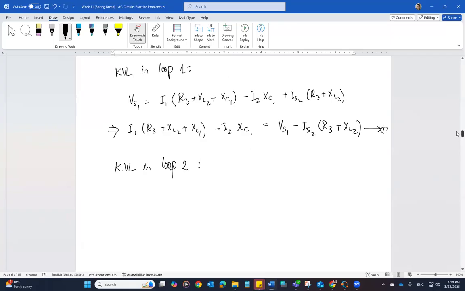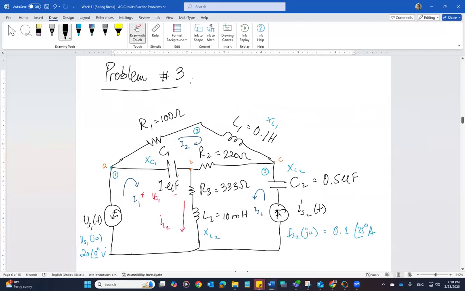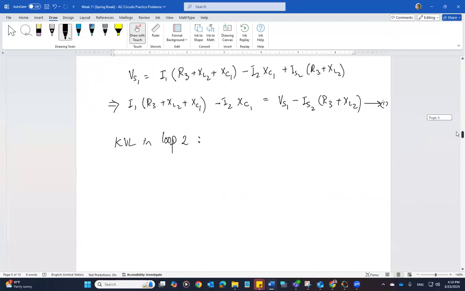KVL in loop 2 is going to give me an equation. Let's start with I1. I1 and I2 are in the opposite direction. I2 is now supposed to be the positive current, so I1 is opposing it. So I'm going to have negative I1 times XC1, and then I2 is positive, plus I2.